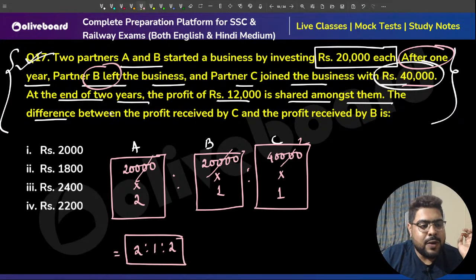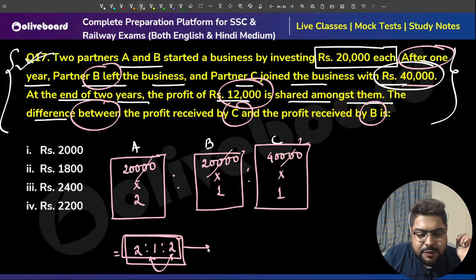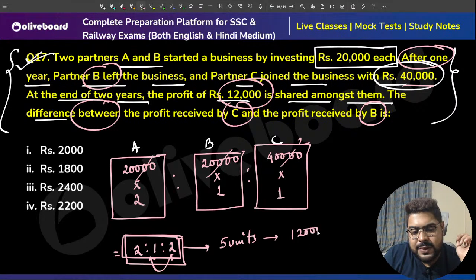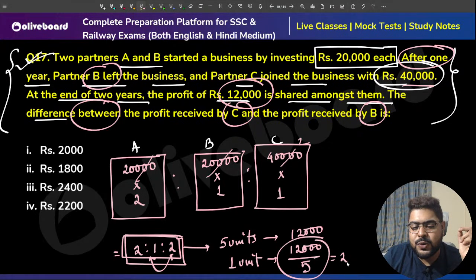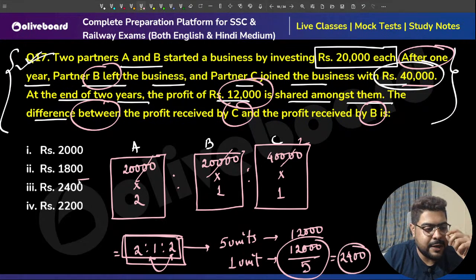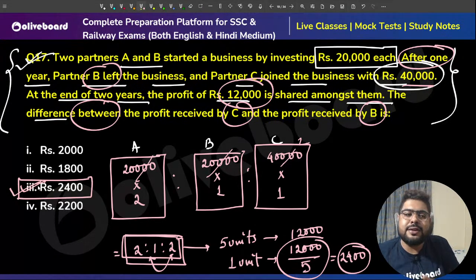Now, what is the difference between C and B, sir? Total is 12,000. C and B means 1 unit of difference. And total, 2 plus 1 plus 2, that is 5 units. The total profit is 5 units, that is 12,000 rupees, and the difference is 1 unit. You need to find the value of 1 unit. 12,000 by 5, sir. Again, you use that technique I just showed you. 2,400 rupees, sir. Option number 3, 2,400 rupees is your correct answer, sir.